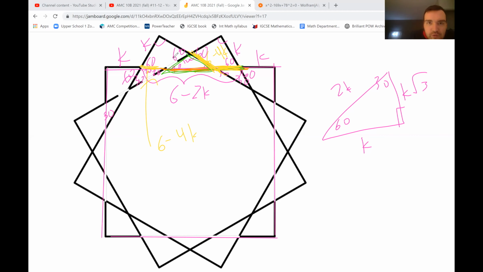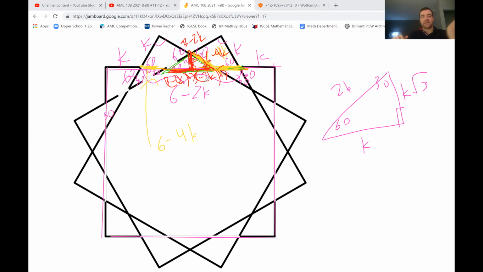If I drop a little altitude here, and look at this little right triangle, this little angle in here is 30, and this angle up here is 60, right? And then this is 6 minus 4k. So that means this red height would be 3 minus 2k, right? I'll write it up here because there's not a lot of room. And then this piece here must be 3 minus 2k times square root 3, which means this piece over here is also 3 minus 2k times root 3.